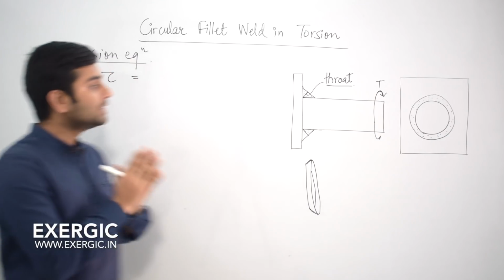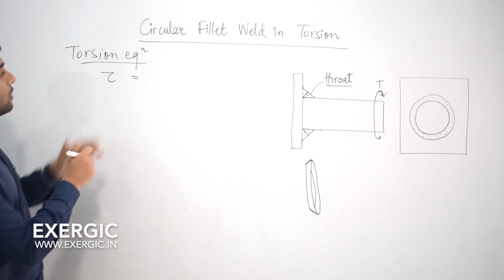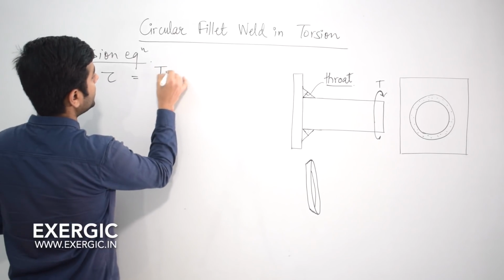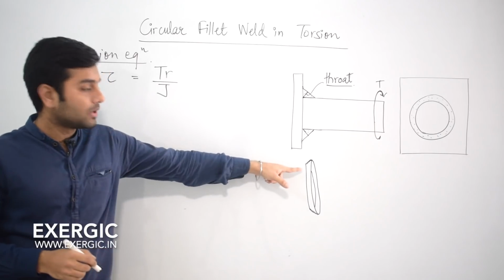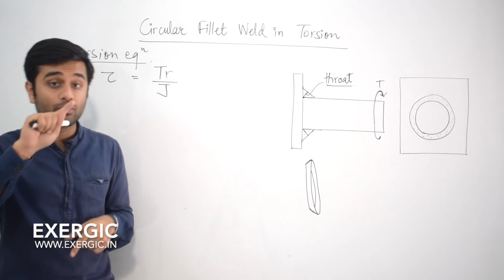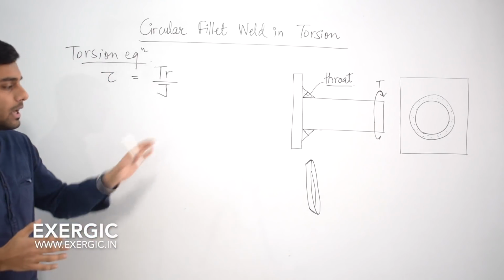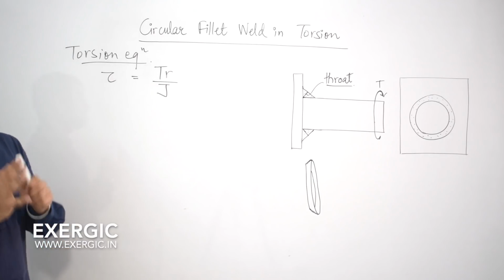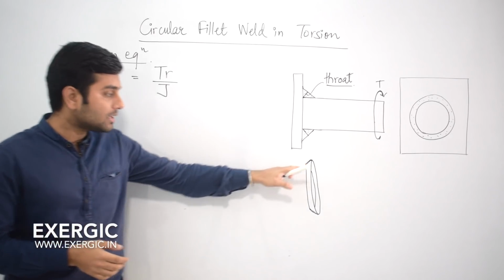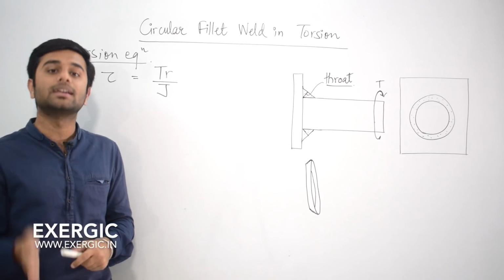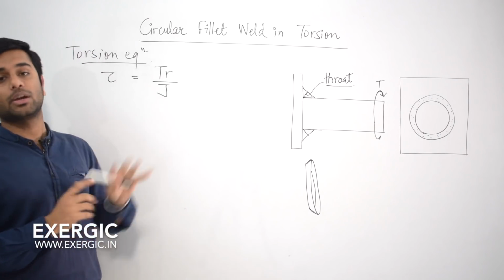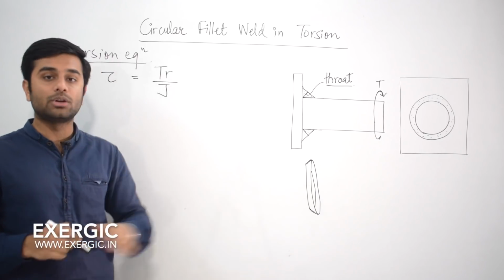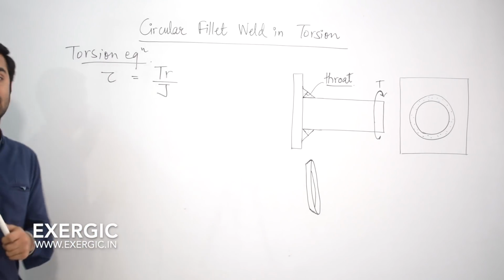Okay, so in this case, if I try to apply the torsion equation, tau is equal to TR by J, for this section, along which the shear is going to happen, there are going to be certain issues. The issue is that this particular section is not confined to a single plane. That is an assumption, a limitation of this torsion equation. And this is not confined to a single plane, rather it is tilted, right?